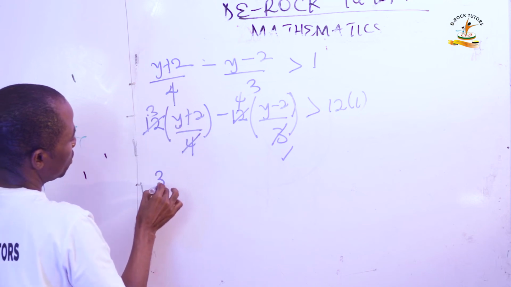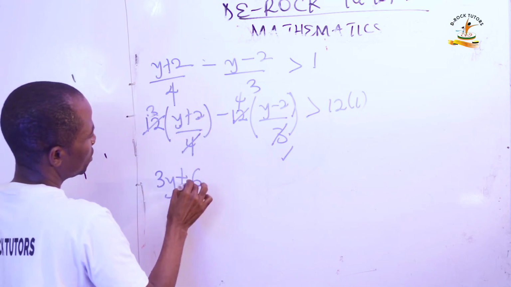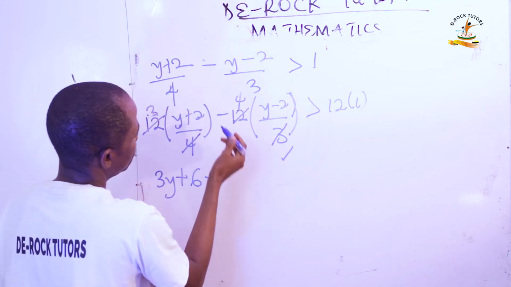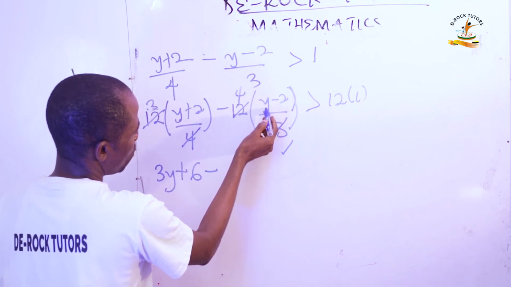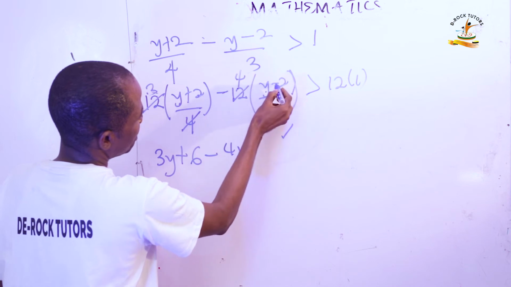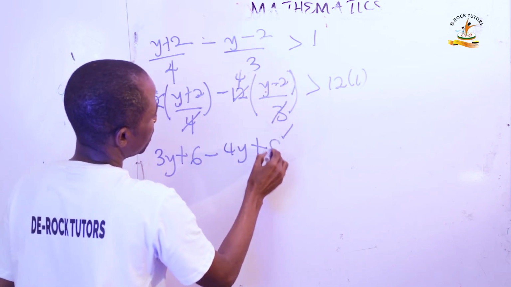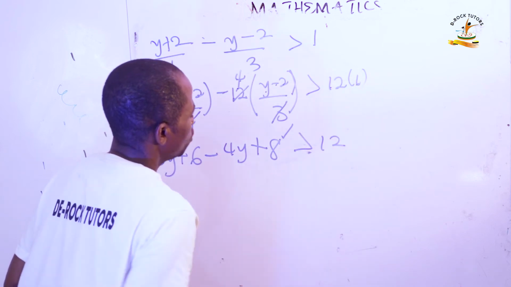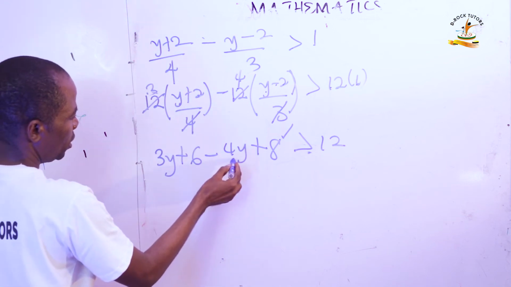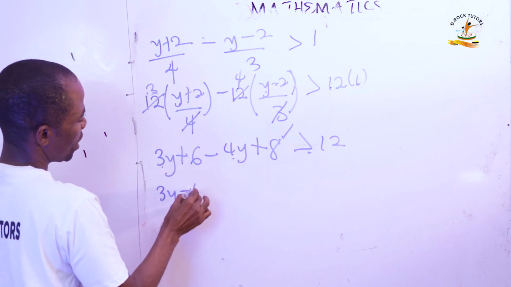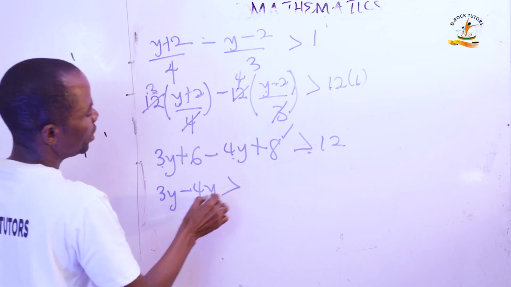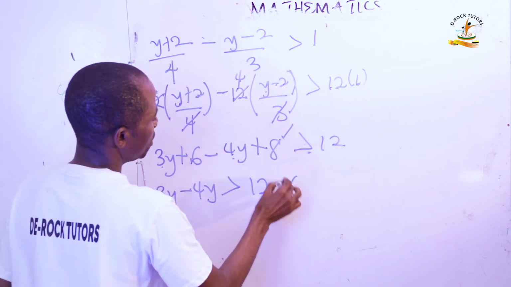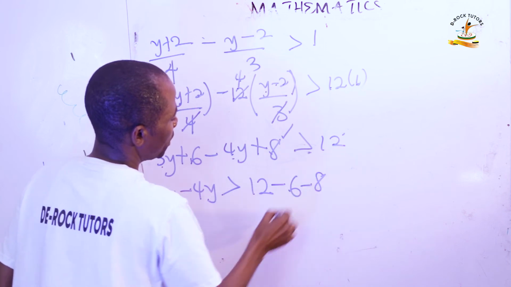So 3 times y gives us 3y plus 3 times 2 gives us 6 minus, then here, you can just leave that. So 4 times y, that is going to be 4y. That's minus 4y. Then minus times minus, that's plus. Then 4 times 2, that gives us 8. Now, that's going to be greater than 12 times 1. That's 12. The next thing is to collect the like terms. If you collect this and this, that will be 3y minus 4y, then greater than 12. If you move this one to the opposite side, that becomes minus 6. If you move this one here, that becomes minus 8.